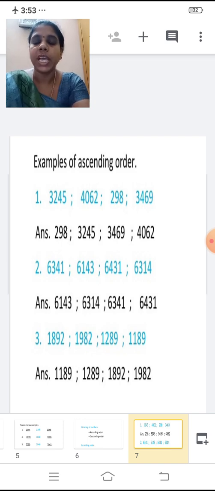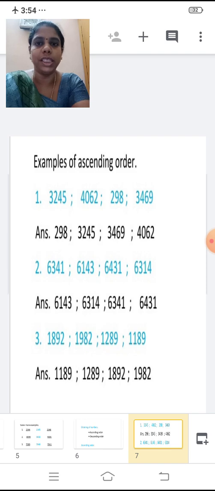1892, 1982, 1289, 1189. Now tell me children, which is the smallest number? So you have to compare from the leftmost digit. All the numbers are having the same digits. So compare from the leftmost part. In the thousands place also, all the numbers are the same. All the digits are same, right?